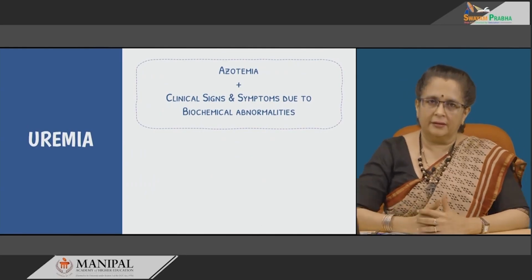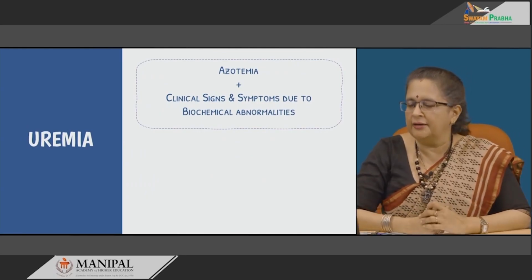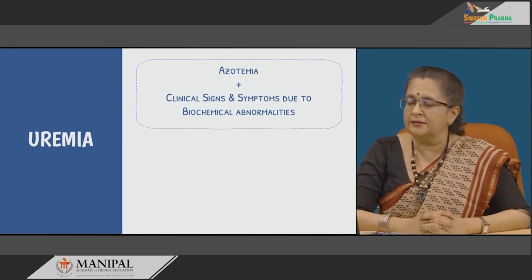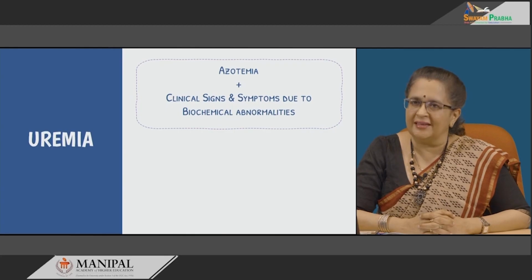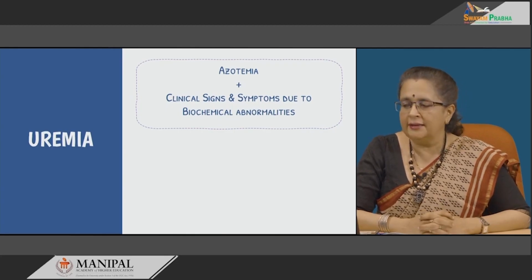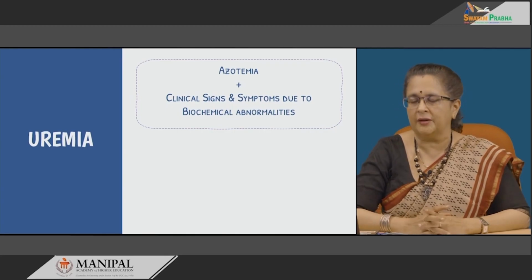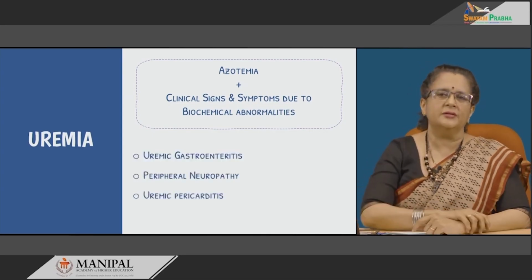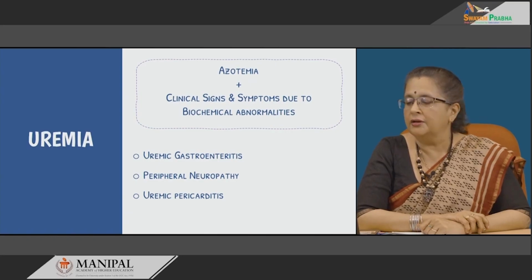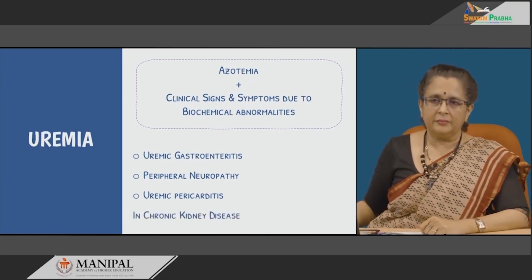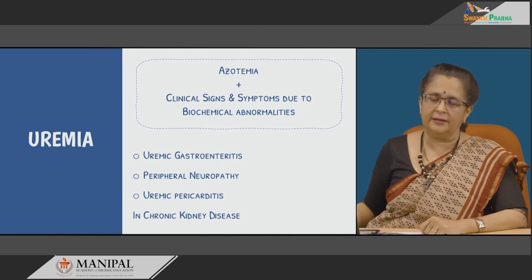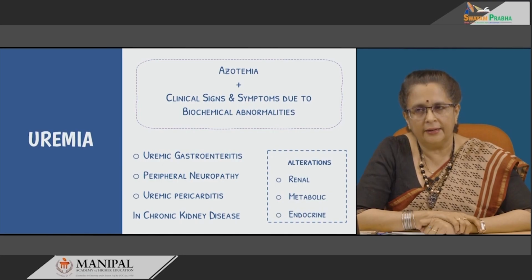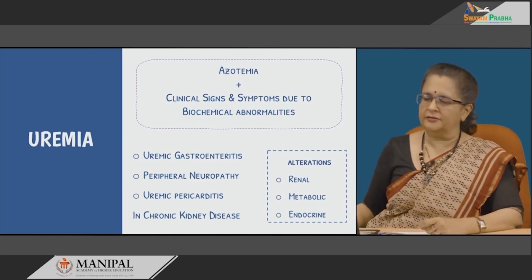What is uremia? I had told you earlier that azotemia and uremia are two important aspects we should know before we proceed to the other syndromes. Now, uremia is azotemia with clinical signs and symptoms due to various biochemical abnormalities. Some of the important ones are uremic gastroenteritis, peripheral neuropathy, and uremic pericarditis, and it is usually seen in chronic kidney disease. The alterations could be renal, biochemical and endocrine, in various combinations of the three.